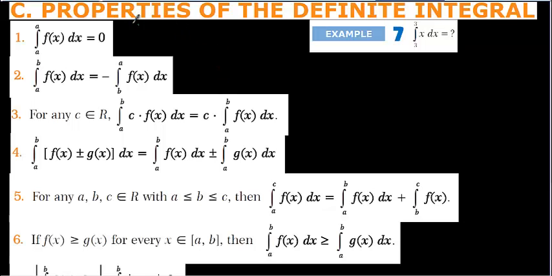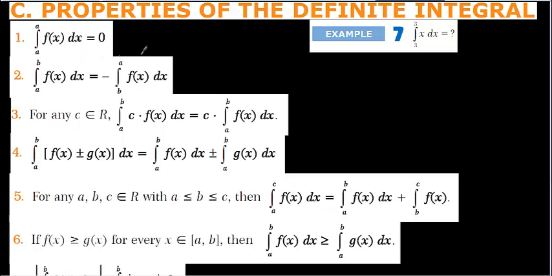In this video, I'm going to explain the properties of the definite integral, and I'm going to solve some exercises about them. Here, the properties are given.